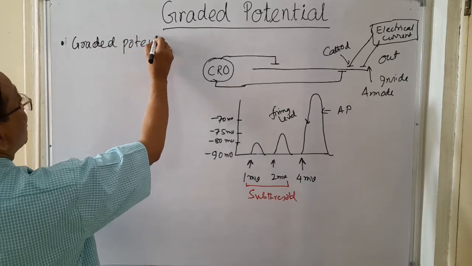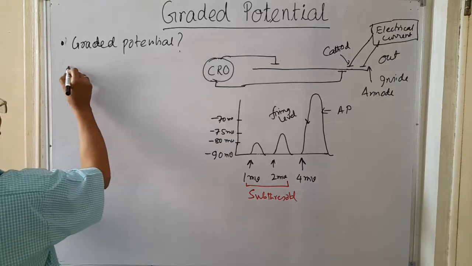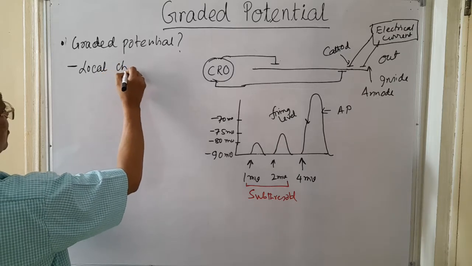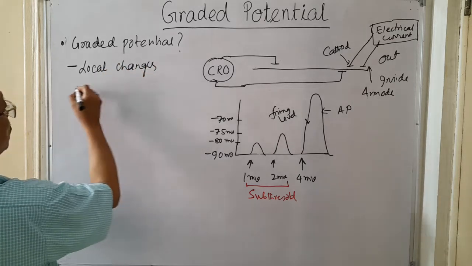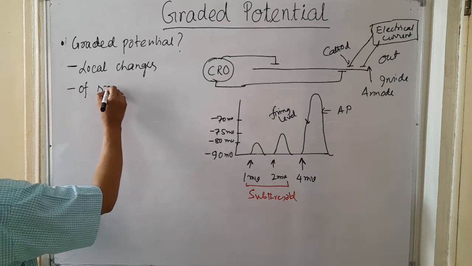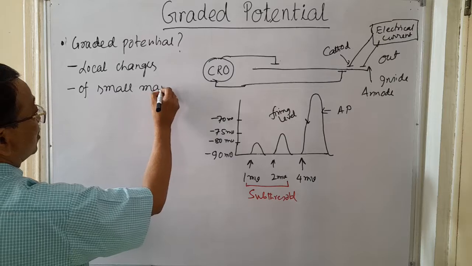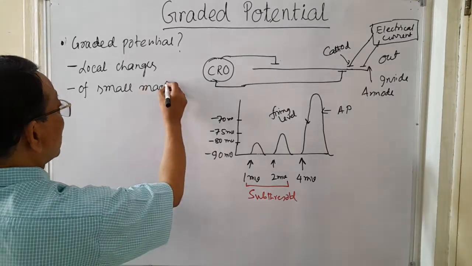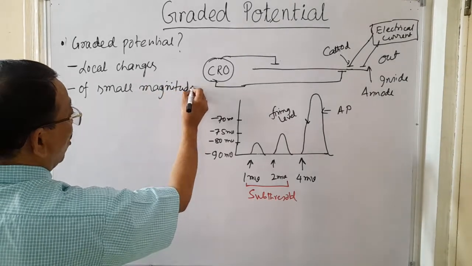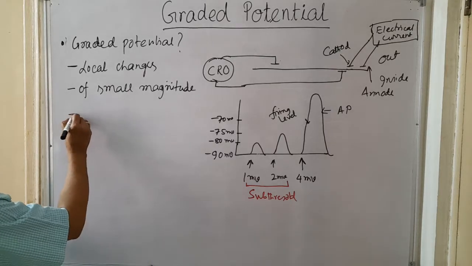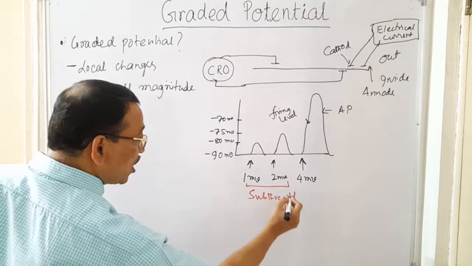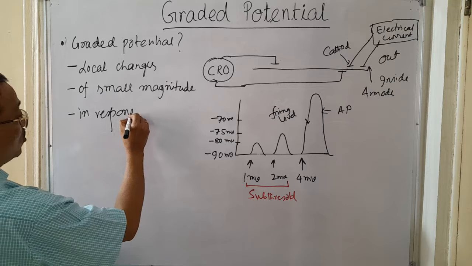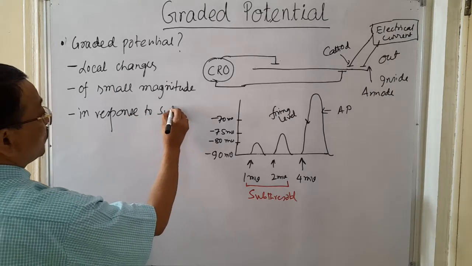What is graded potential? Number one, it is the local changes of the potential, local changes of small magnitude. Change of the membrane potential is local and with small magnitude, and this is originated in response to subthreshold stimulus.